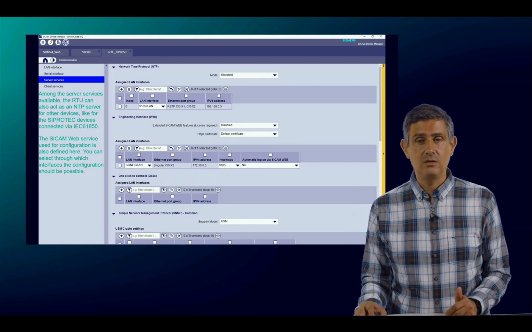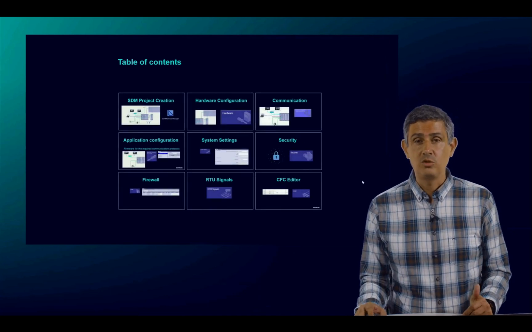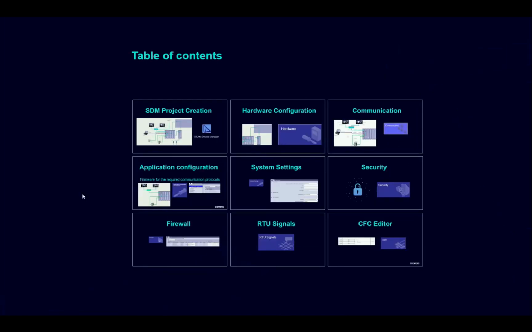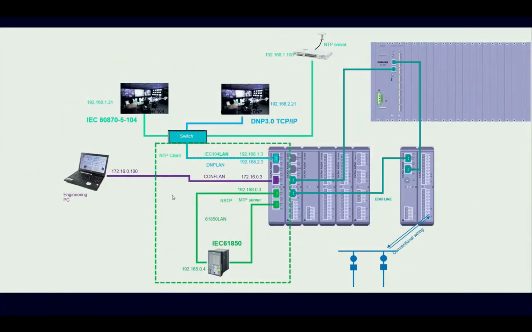Okay, so now that we are done with this, we can proceed with the next part, which is how we can equip the firmware for the different communication protocols. Because so far we have defined the LANs, but not the communication protocols themselves. So let's go here in application configuration. For the current example, we are talking about 3 different communication protocols: IEC104, DNP3, and 62050. So we need to equip these 3 protocol elements in our configuration.